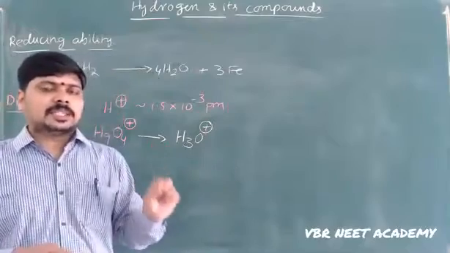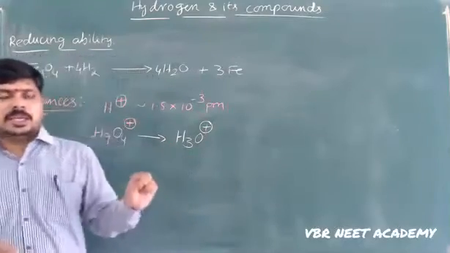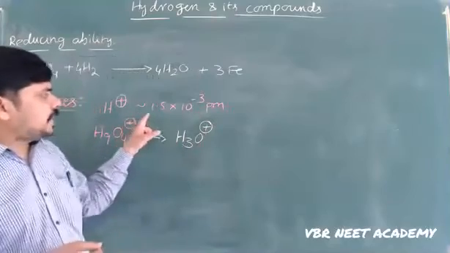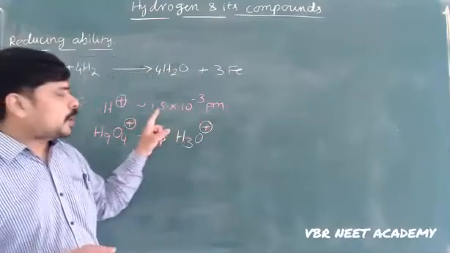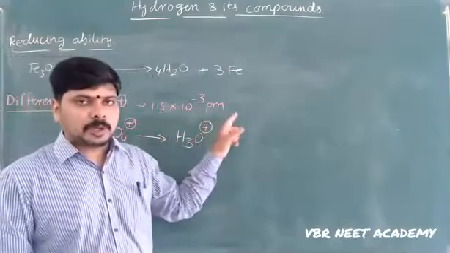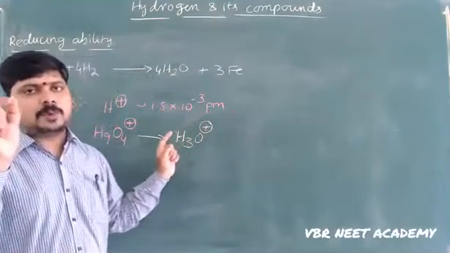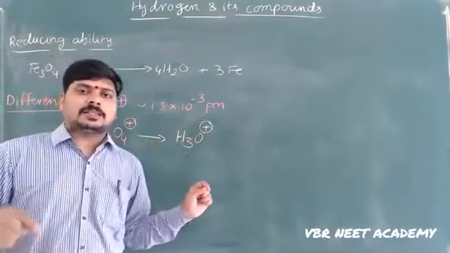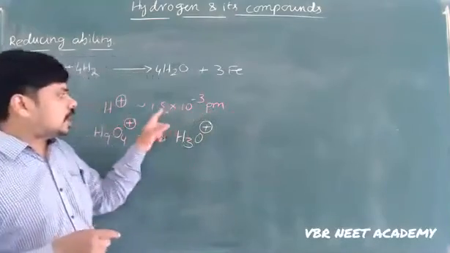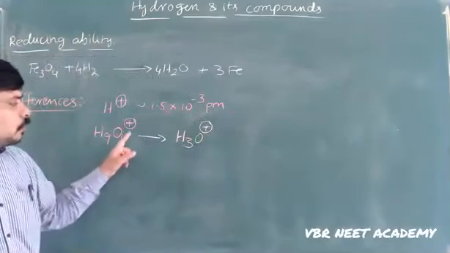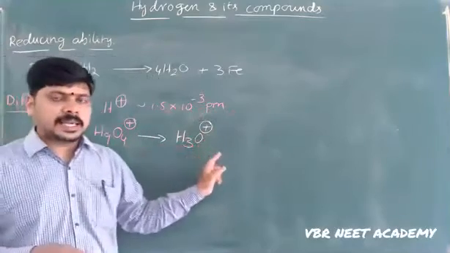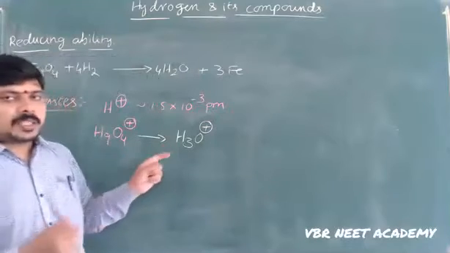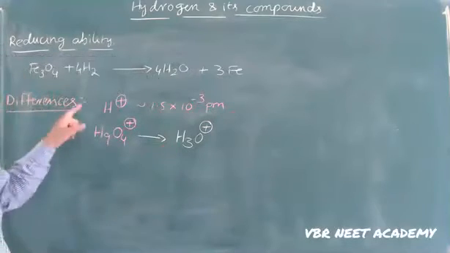The existence of a positively charged ion is not possible with hydrogen because of its very small size. 1.5 into 10 power minus 3 picometer is very small. A cation of that size does not exist, whereas alkali metal cations do exist. So it always exists as H9O4 plus, which we simply represent as the H3O plus cation, the hydronium ion. This is the first difference we can discuss with alkali metals.